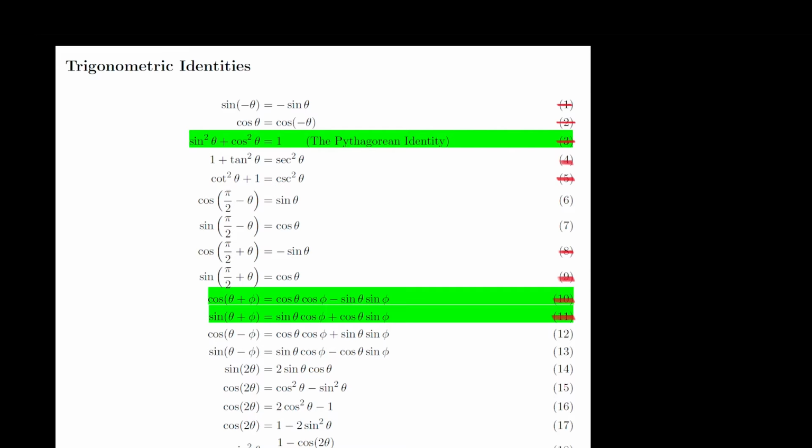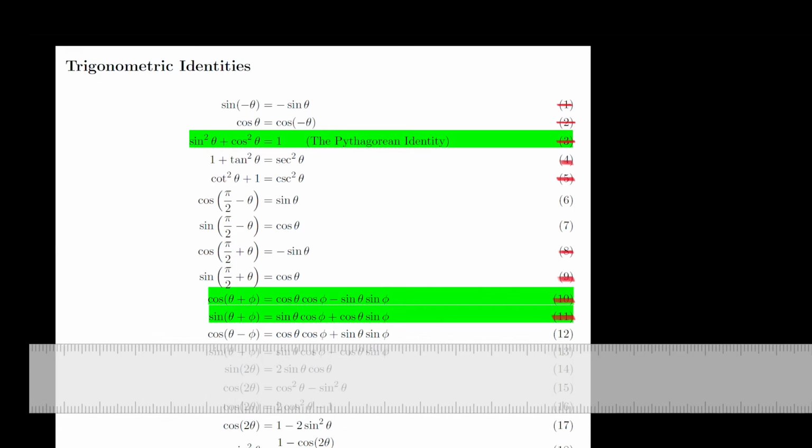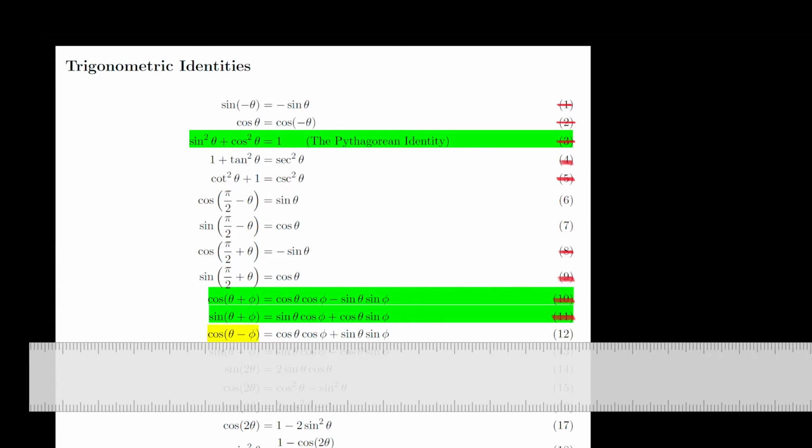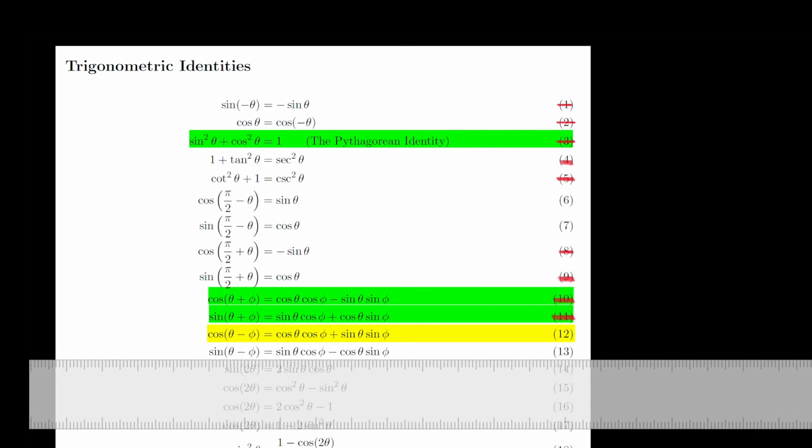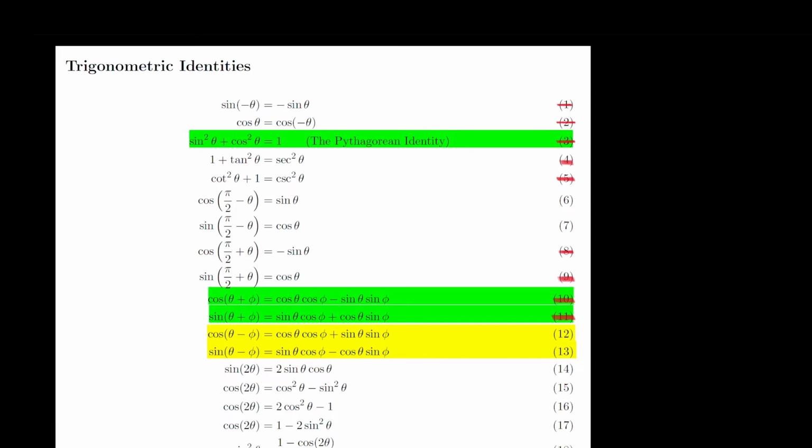In this video, I will continue proving trigonometric identities. In particular, I will prove identity 12 and 13 from our list of 19 identities in total. Okay, this will put us well past the halfway mark. And these two identities are known as the difference formulae because you are taking the cosine or the sine of the difference of two angles, theta and phi.